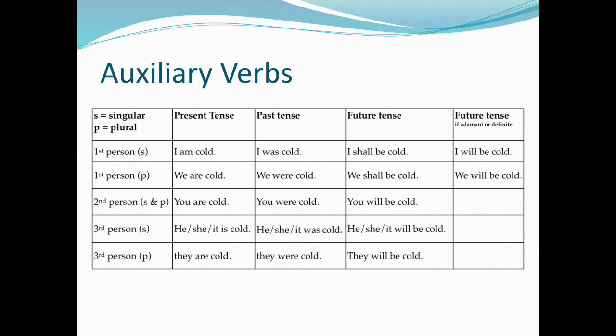Second person, singular and plural. You are cold. You were cold. You will be cold. Third person singular. He, she, or it is cold. He, she, or it was cold. He, she, or it will be cold. Third person plural. They are cold. They were cold. They will be cold.